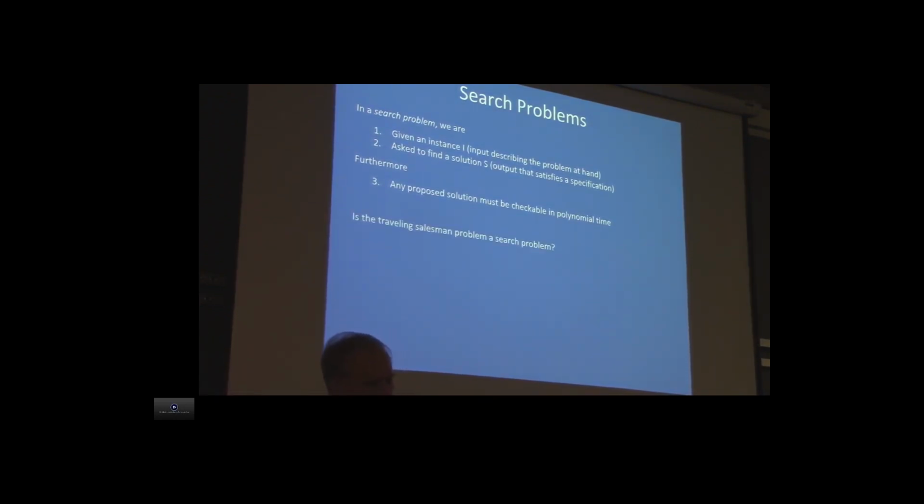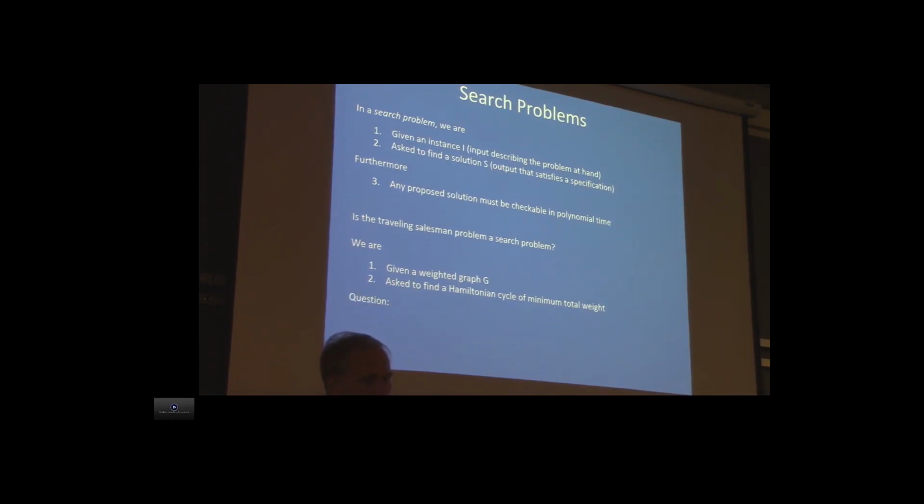We talked about the traveling salesman problem and wondered, can we classify it as a search problem? Here, we're given a weighted graph G, so that's the input. We're asked to find a Hamiltonian cycle of minimum total weight. Remember, a Hamiltonian cycle is just a cycle that visits every vertex once and closes the loop. So it meets the first 2 criteria. You get a weighted graph, and you're asked to find a Hamiltonian cycle of minimum total weight.